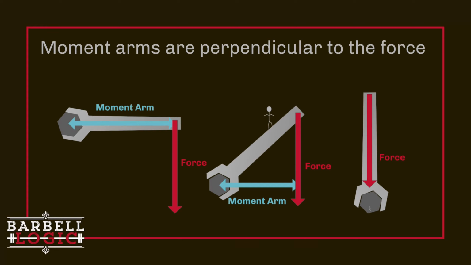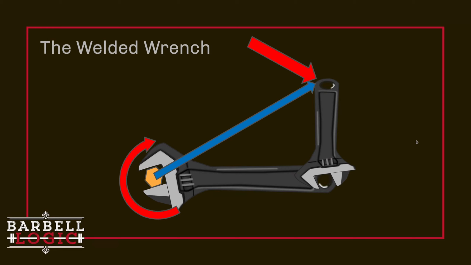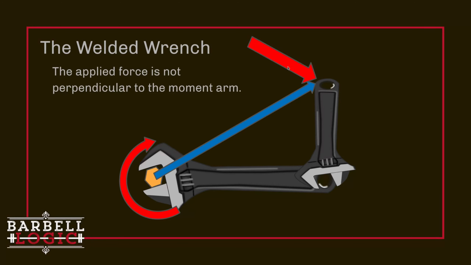In this case, this contributes no rotation to that bolt because that force is running right into the center of the bolt. That's pointless. What if we weld 2 wrenches together? In this case, the applied force is not perpendicular to the moment arm. So the distance from here to the point of application of the force, that's not perpendicular.